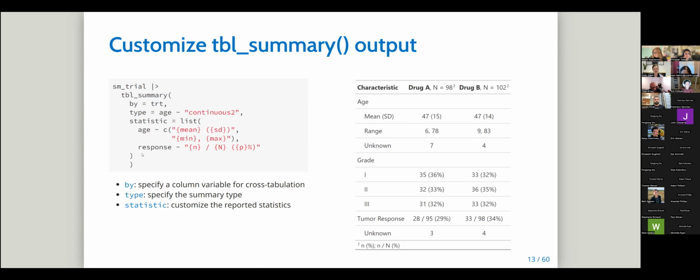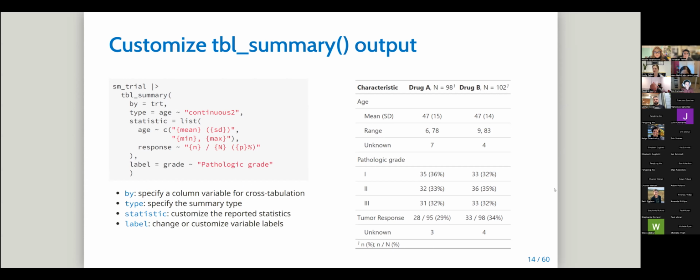This is sometimes of interest with a continuous variable. And then for my response, instead of the default of n%, I actually want to show the little n over the total sample size for that group and the percentage. So it's just adding the denominator into this tumor response. You can see that I can specify multiple variables in a list to change the statistic, and it would be the same for type and these other arguments as well. You can use a list for that.